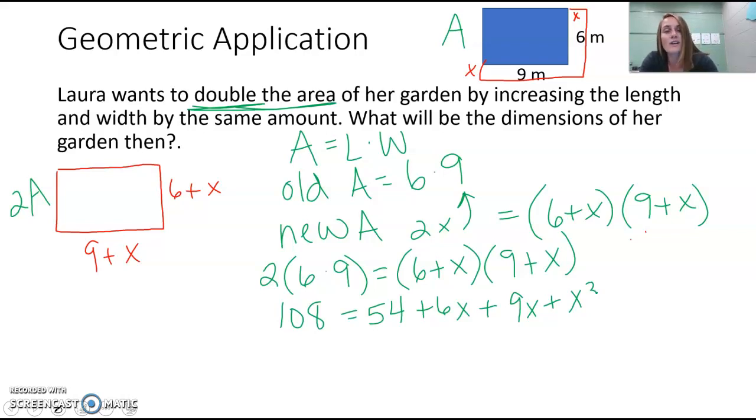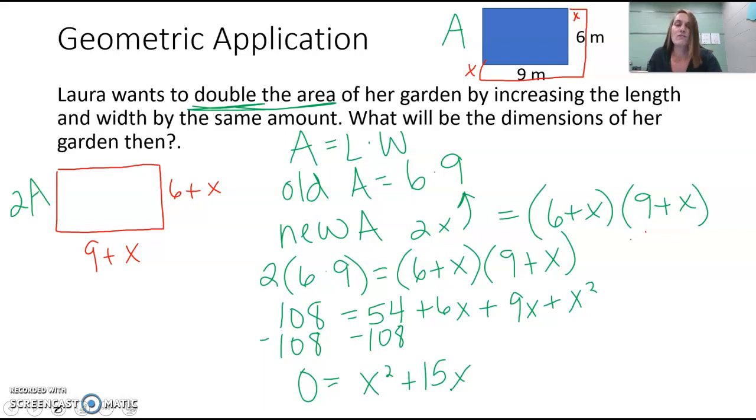I'd want to put the x squared in front, but I also want to get it equal to 0. So I'm going to do a couple steps at once. I'm going to subtract 108 over, so it's 0 equals. I'm going to move the x squared in front. 6x plus 9x is 15x. And if I take 54 minus 108, it should be negative 54, right? Because we doubled that to get 108. So negative 54. Okay, so x squared plus 15x minus 54.